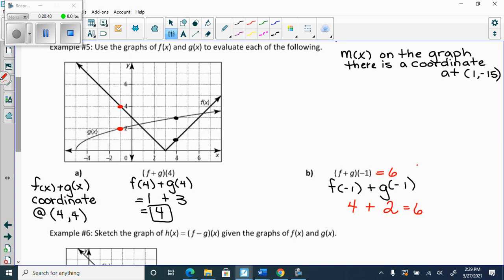So on the f plus g graph, the f plus g of x graph, or we could say f of x plus g of x, it's the same thing. There's a coordinate at what? What was my x? 1, 6. You're getting closer, but still not there.